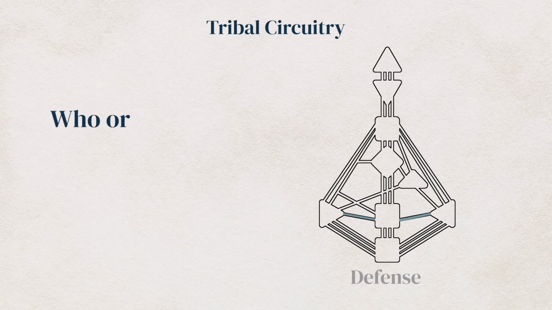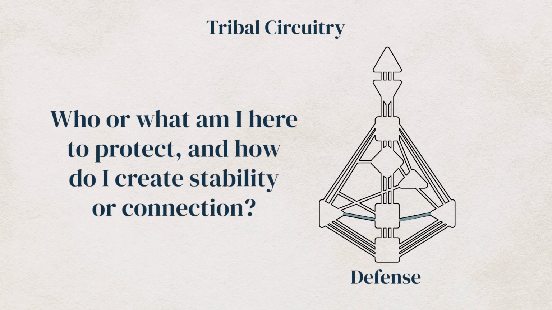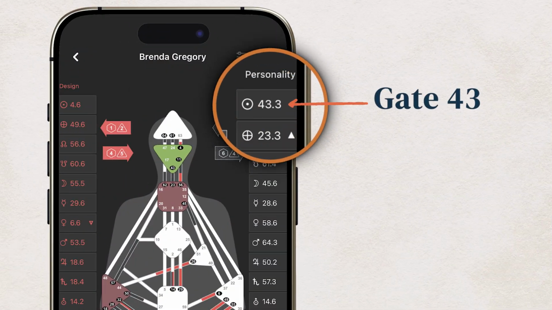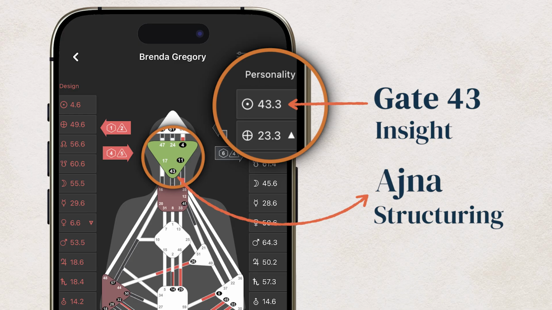The tribal defense circuitry is asking, who or what am I here to protect or nurture, and how do I create stability or connection? Back to gate 43 in the defined ajna, my personality sun. If I were to look at just that, I would know that it is about structuring insights and having the ahas, but that's not enough.